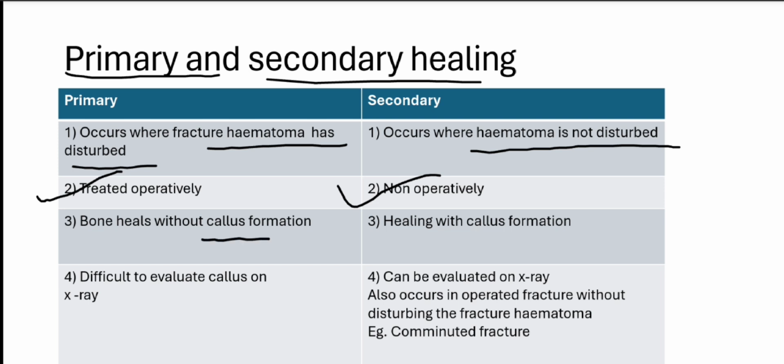Bone heals without callus formation, and it is difficult to evaluate the callus on the X-ray. In secondary healing, the healing takes place by callus formation and can be evaluated on the X-ray, and it also occurs in an operated fracture without disturbing the fracture hematoma. So for example, in comminuted fracture.